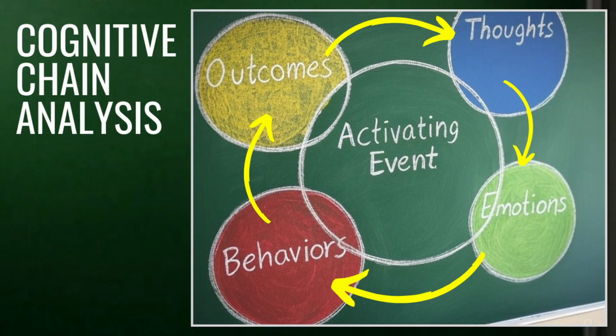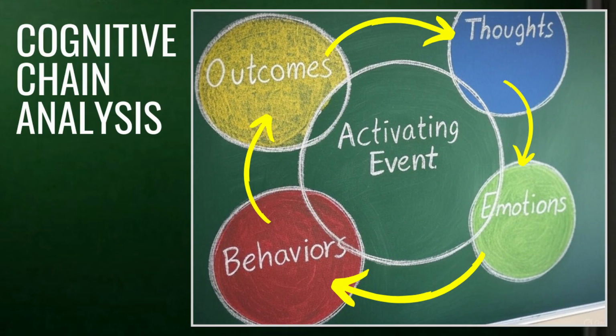Panic attacks have what I call a cognitive chain analysis. It starts with an activating event. That's the trigger, something that's triggered the panic. And then it leads to a thought or many thoughts, and then it leads to emotion. It could be stress, it could be anger, it could be frustration, it could be lots of different types of emotions. And then it goes to a behavior.